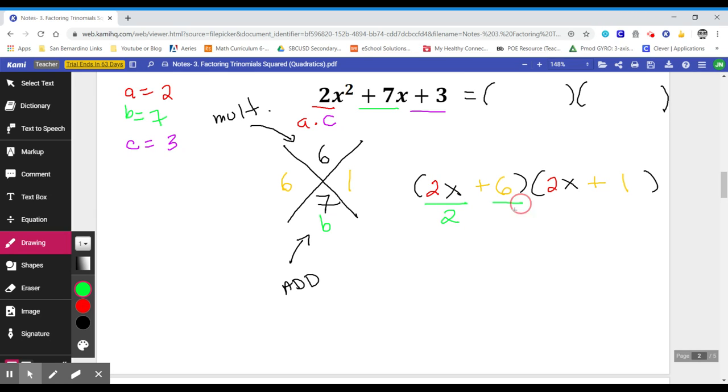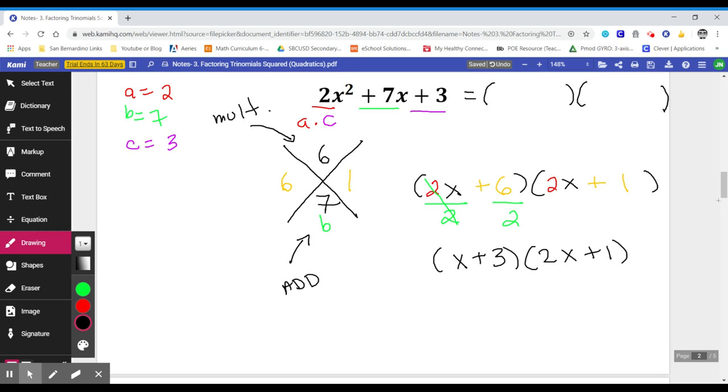So when I divide this side by 2 and this side by 2, this cancels out, so I'm going to be left with just x, and then this turns into a 3. So my final answer would be x plus 3 multiplied by 2x plus 1. So that would be the final answer.